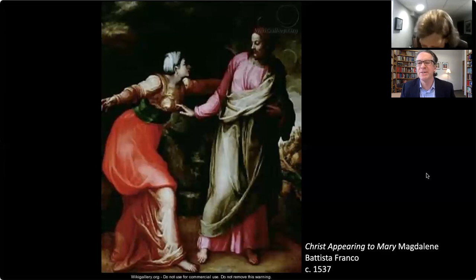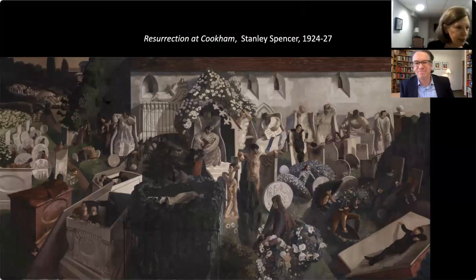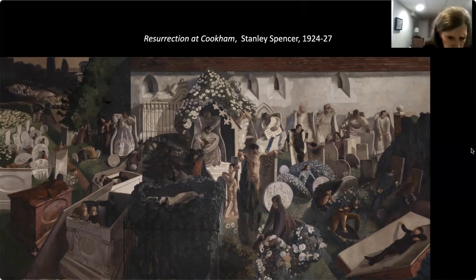Contemporary takes on the meaning. Oh, this is a great painting, a little hard to see. Some of you may have seen it in person somewhere. I think it might be at the Tate, but I'm not sure. It could be at the British Museum. Stanley Spencer painted this after World War I, and he also lived through World War II. He has another painting called The Resurrection of the Soldiers, which you can look up.